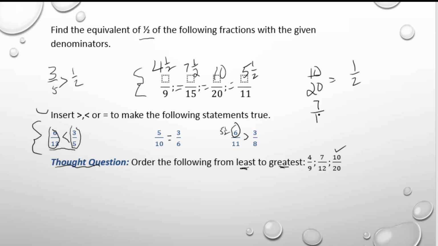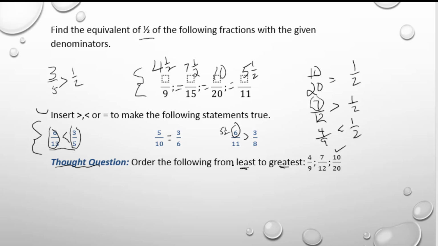7/12, half of 12 is 6, so you've got 7 of them. That's the quantity, right? So that's greater than 1/2. And 4/9, half of 9 is 4.5, so you only have 4. So this is less than 1/2.